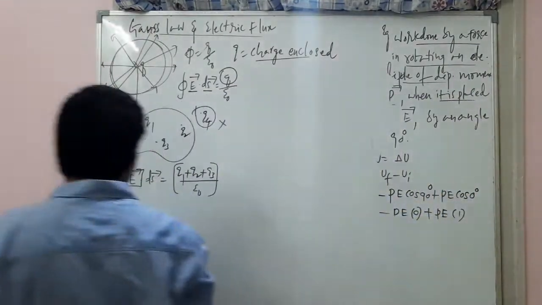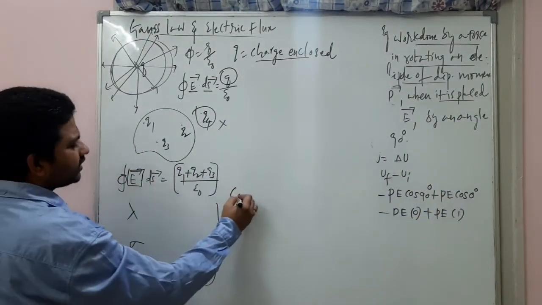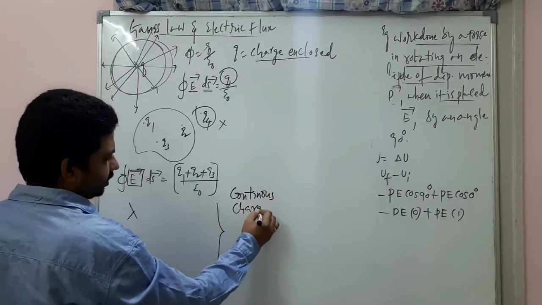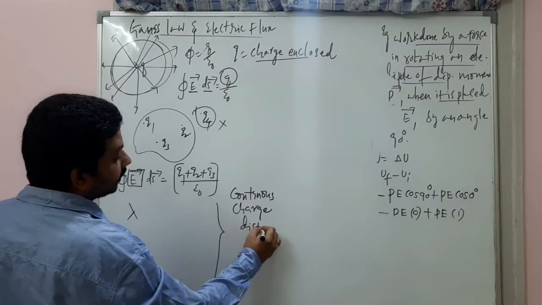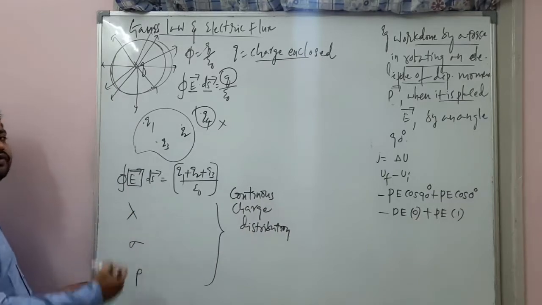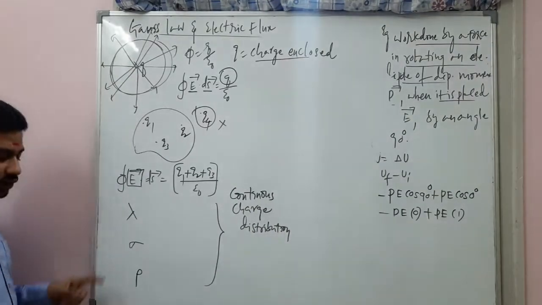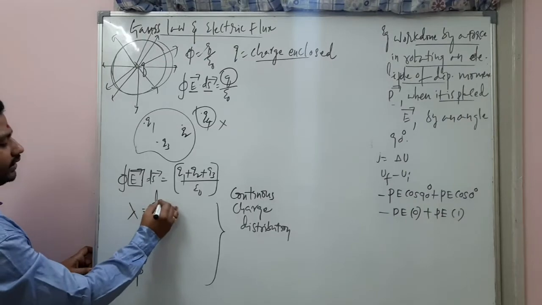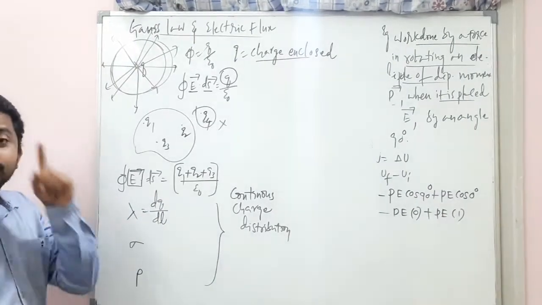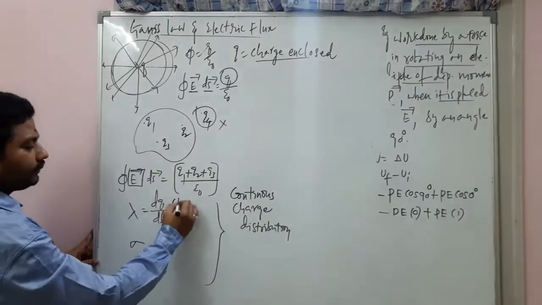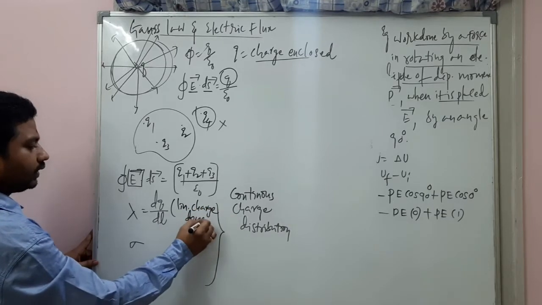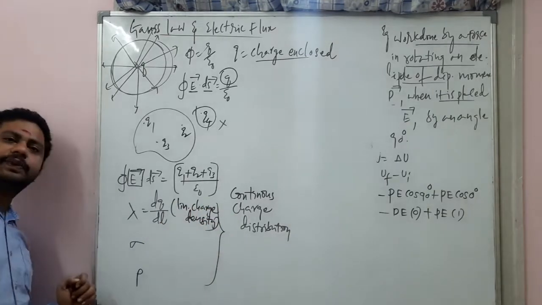Understand? Now the concept I can tell you. This is the concept called continuous charge distribution. Whenever we talk about continuous charge distribution, we must understand these three physical quantities. Lambda is equal to dq by dl, charge per unit length. This is called linear charge density.